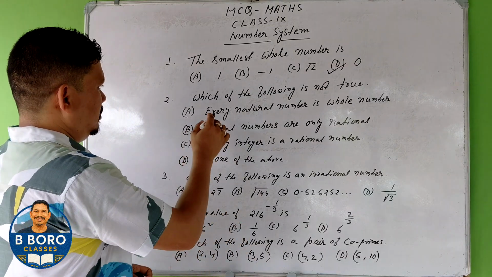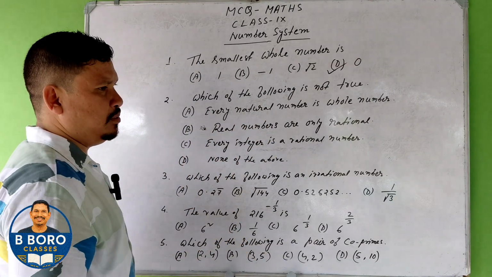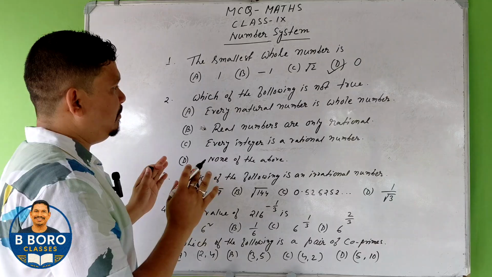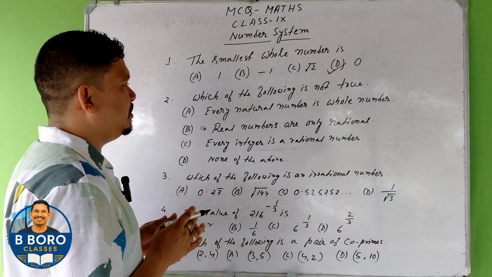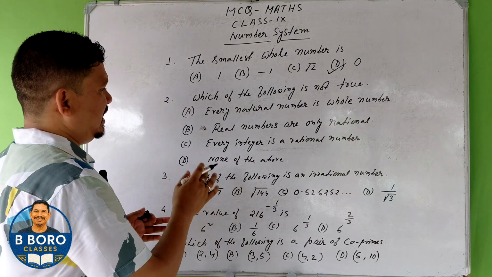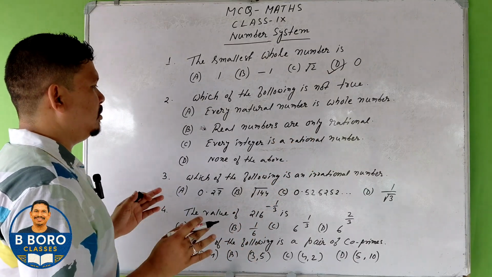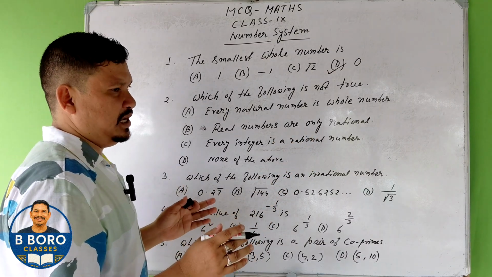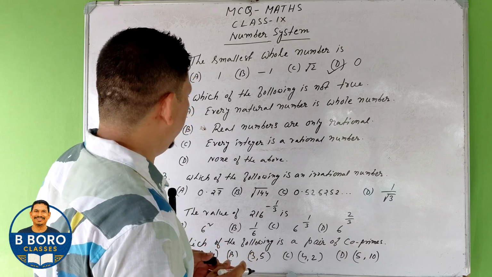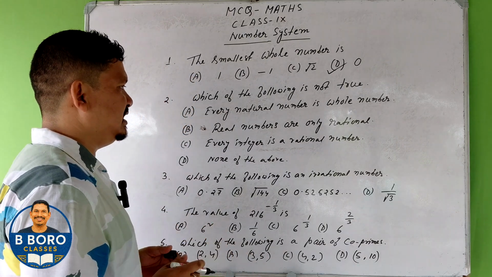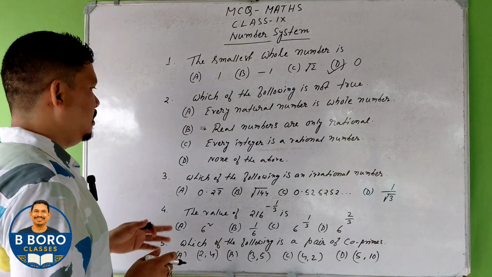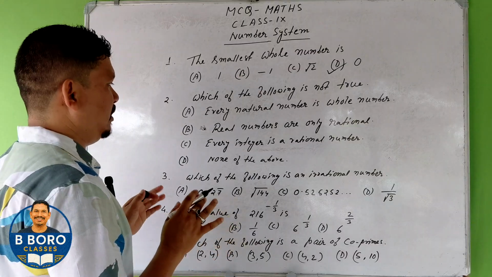Every natural number is a whole number, so that statement is true. Similarly, every integer is a rational number. It is also true, because we can express every integer in the form of p by q. That is why option C, every integer is a rational number, is also true. So none of the above, it may not be.